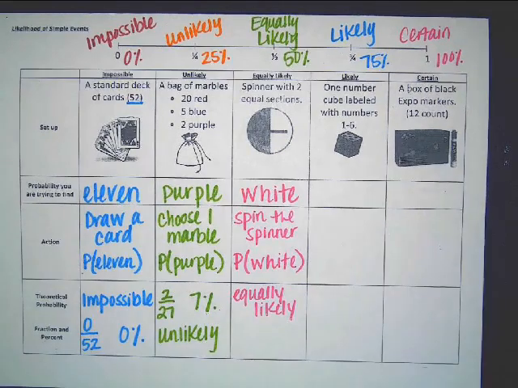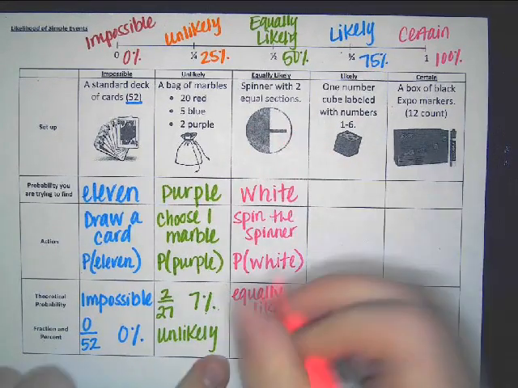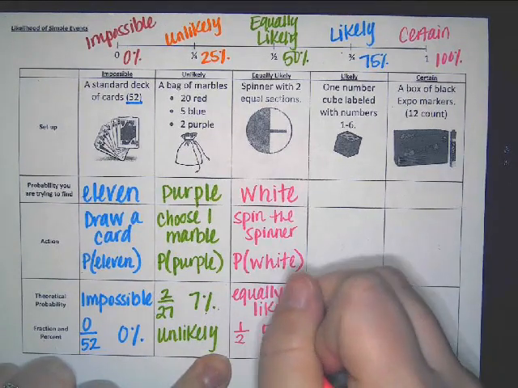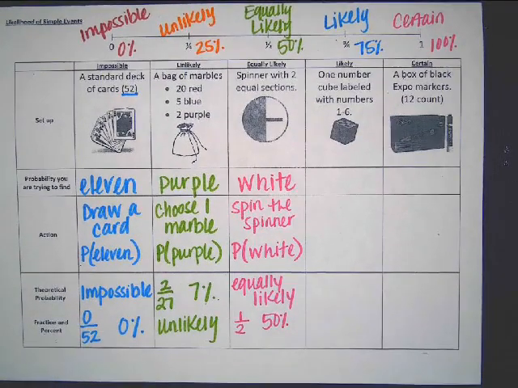If I were to write a fraction, I see that I have a 1 out of 2 chance. We could also say that I have a 50% chance of landing on this. Either one of these are a great representation. Now let's take a look at something that is an example of it likely to happen.